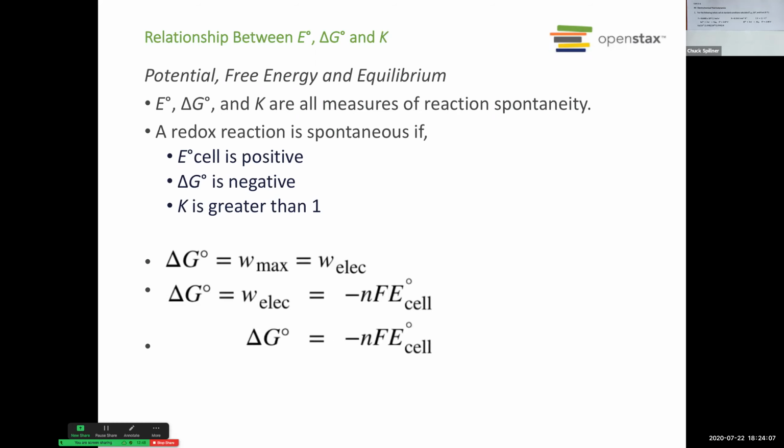And so that's shown in these next two equations: electrical energy is equal to minus n, where n, I'm going to talk more about this equation in the next slide, is the number of electrons. F is a constant called the Faraday constant, and E cell is the standard cell potential, in volts. So we can summarize that the free energy change of a galvanic cell is equal to minus n F E naught cell.